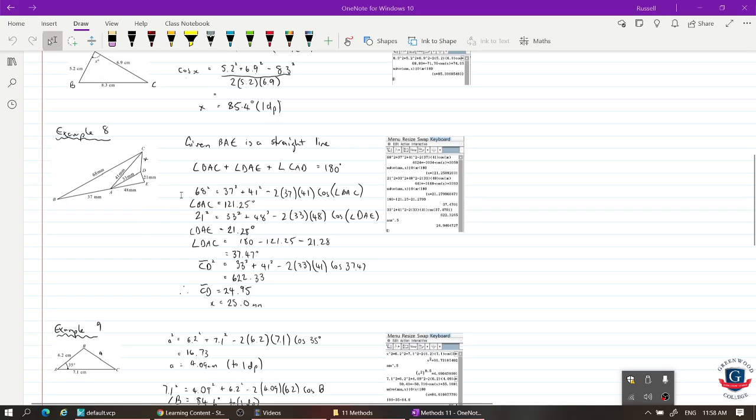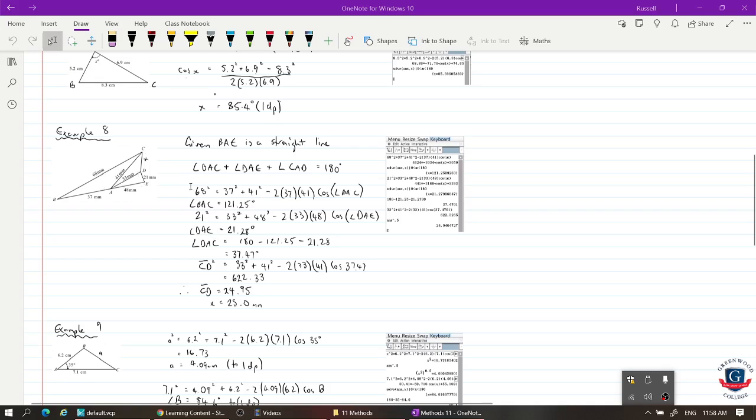Starting with triangle BAC, trying to find angle BAC, because until we've got that angle, we're not going to be able to find x. We've already been given the other two sides, so we need that angle to make a cosine problem up. Can't solve it as long as there's two unknowns.